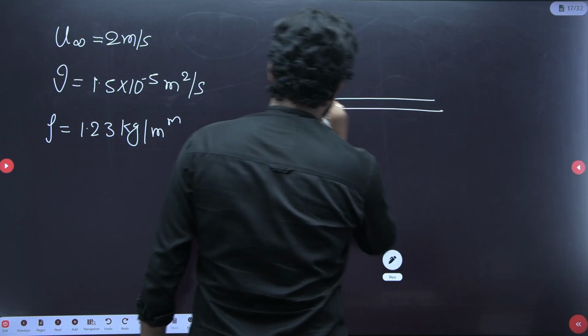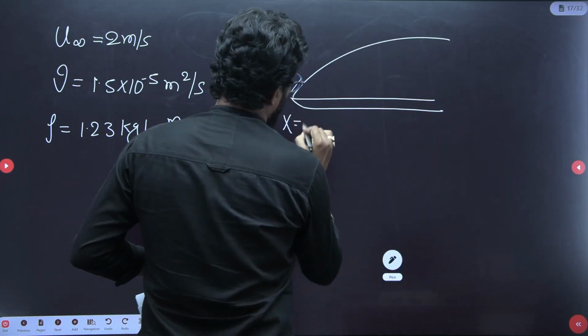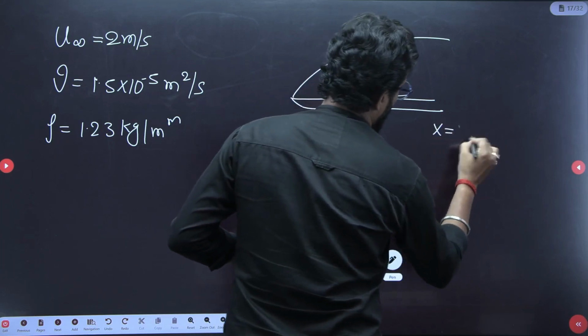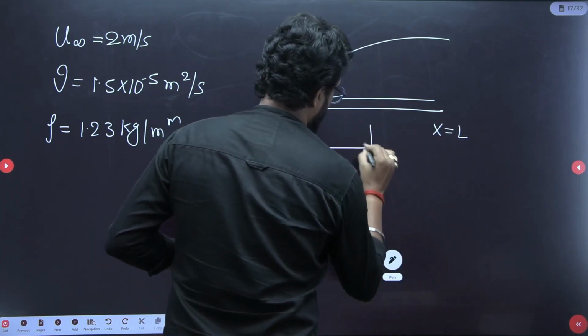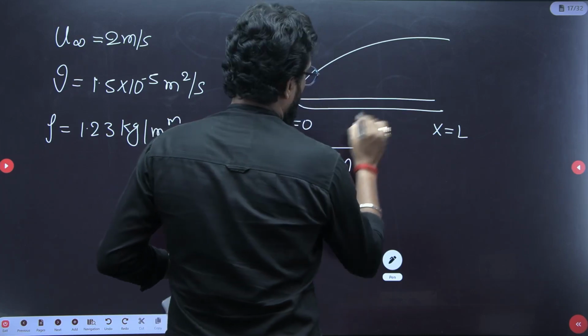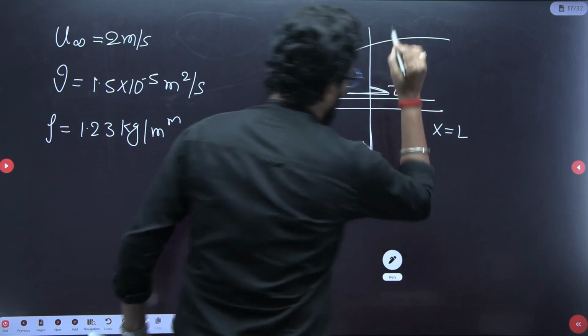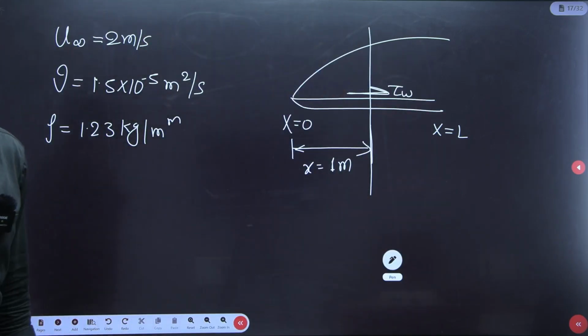This is your plate, boundary layer. X is equal to 0, this is X is equal to L. Here there is X at any X is equal to 1 meter. We have to find the wall shear stress at X is equal to 1 meter.